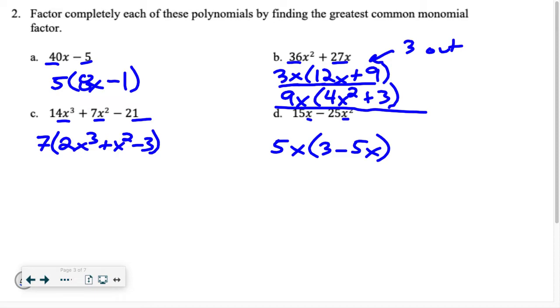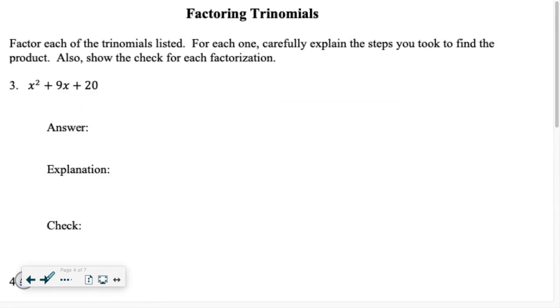So again, the message today is I want you to think about reversing distribution. How should it look if I were to take out stuff in terms of distribution? Because that's what's going to lead us to factoring trinomials. Each of the trinomials, we're going to be trying to factor these. So if you remember from yesterday, when we did our multiplication, right here, x squared plus 9x plus 20, that is the result of something like this.